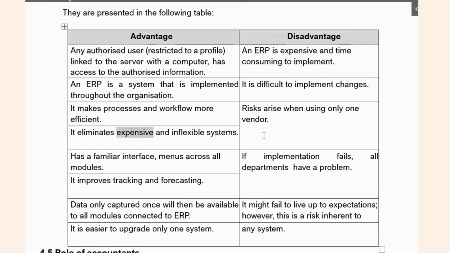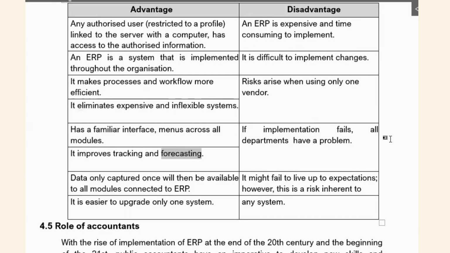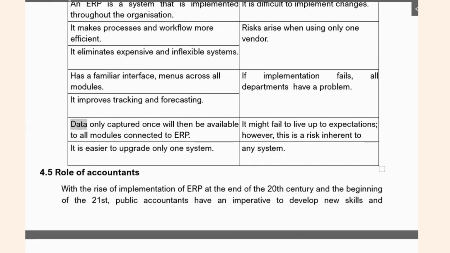It eliminates expensive and inflexible systems. Has a familiar interface, menus across all modules. If implementation fails, all departments have a problem. It improves tracking and forecasting. Data only captured once will then be available to all modules connected to ERP. It might fail to live up to expectations, however, this is a risk inherent to any system. It is easier to upgrade only one system.